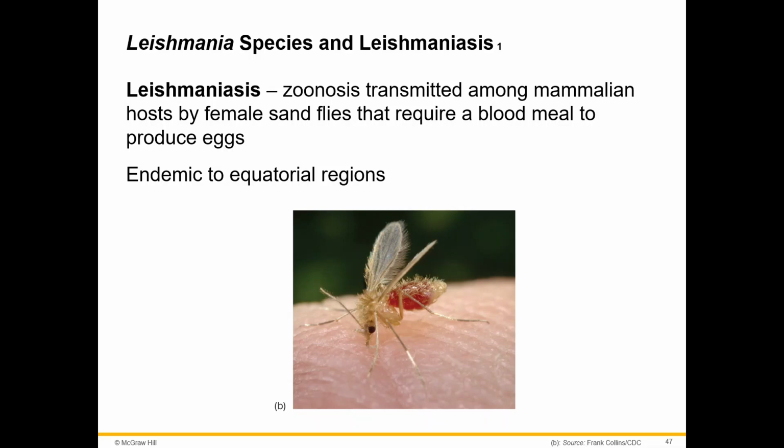I think they're neat. Okay, so we're getting into Leishmania, and so these cause leishmaniasis. And so it's a zoonotic disease, right? A zoonosis, transmitted through different mammalian hosts, particularly through the female sandfly. And what they require is a blood meal, so that way they can have enough energy to produce these eggs. And we only find these in equatorial regions, so only in regions along the equator.